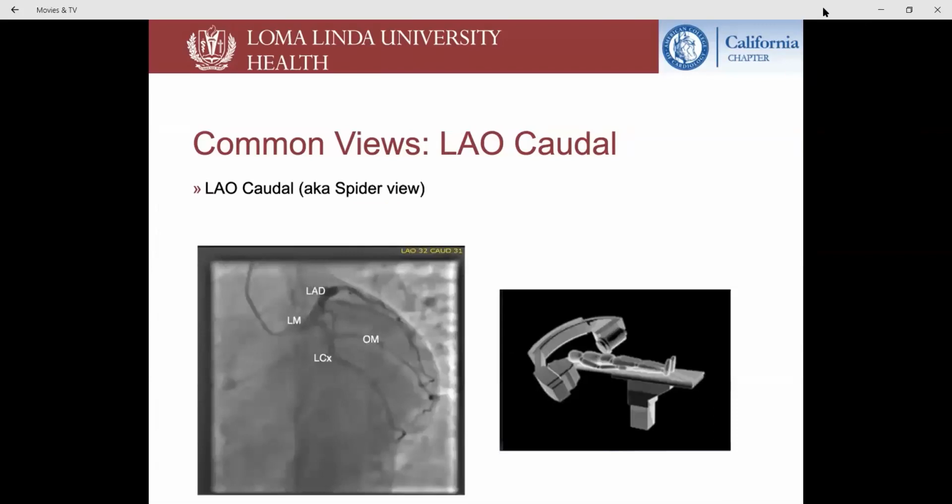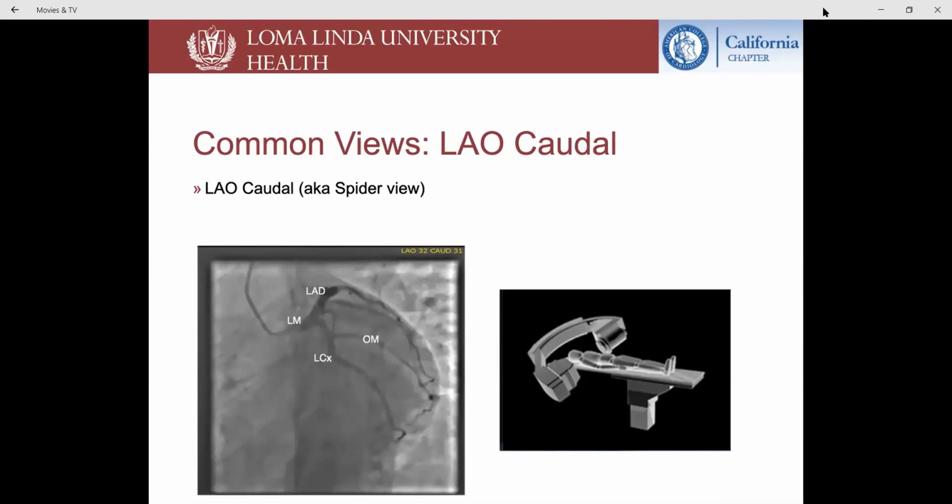Moving to the other caudal view, the LAO-caudal, or spider view as it's commonly known. The LAO-caudal is when the image intensifier is towards the patient's lower left side, as seen in that picture. The LAO-caudal view shows the left main coronary artery as well. It is slightly foreshortened in the bifurcation into the LAD and circumflex arteries. So it's great for looking at the bifurcation.